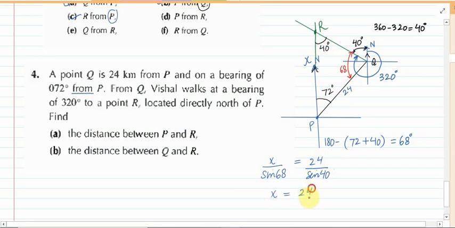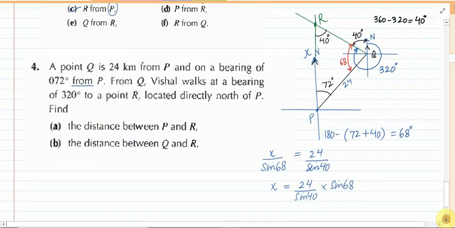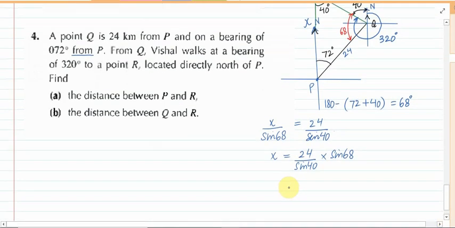It will be 24 divided by sine 40 multiplied by sine 68. So sine 68 is 0.927 multiplied by 24 divided by sine 40. It's 34.6. So the distance x is 34.6 and the unit is kilometer because the distance 24 is in kilometers, right?